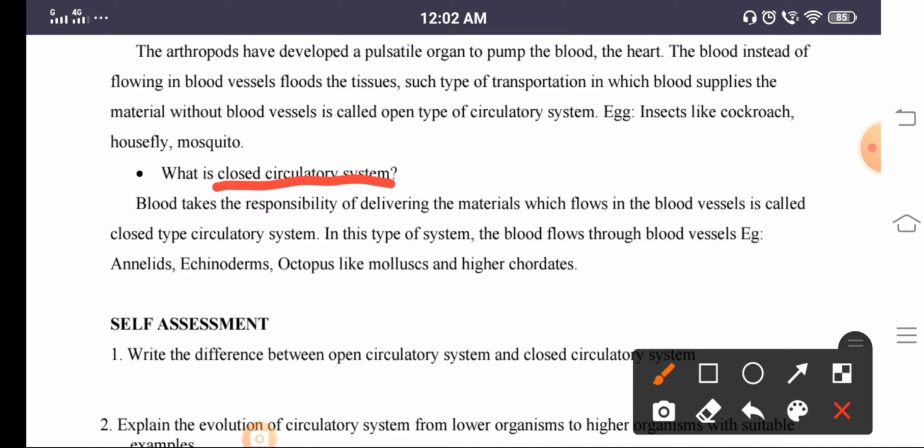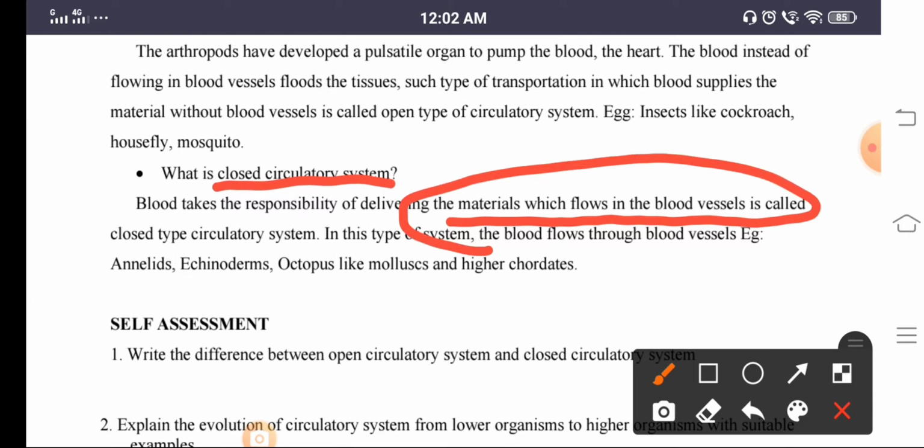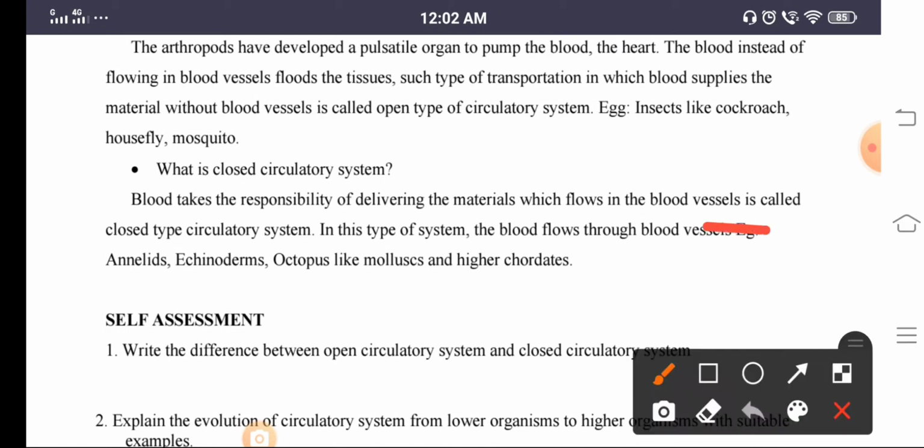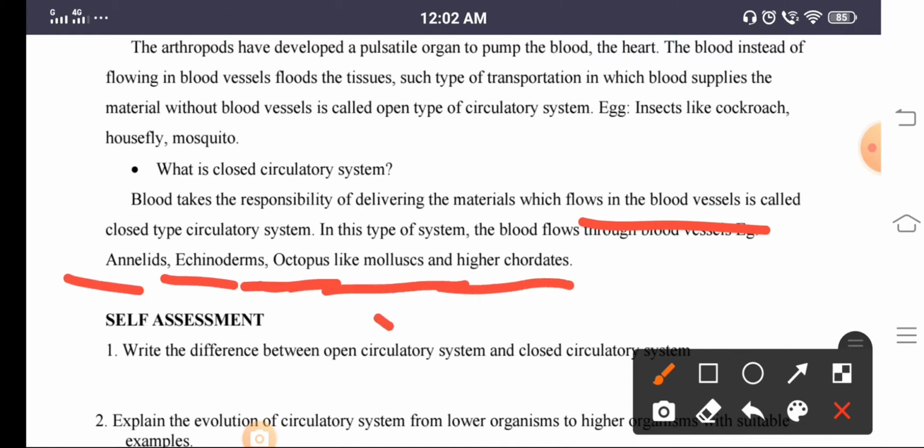In this, blood flows in the blood vessels. This is very important and easy to remember. If the blood flows within the blood vessels, it is called a closed circulatory system, which we can see in organisms other than arthropods, in highly developed organisms. Why? Because closed means blood flowing inside pipes, here blood vessels. Hence it is called a closed circulatory system, which we can see in octopus, echinoderms, annelids, molluscs and higher chordates. In these organisms we can see the closed circulatory system.